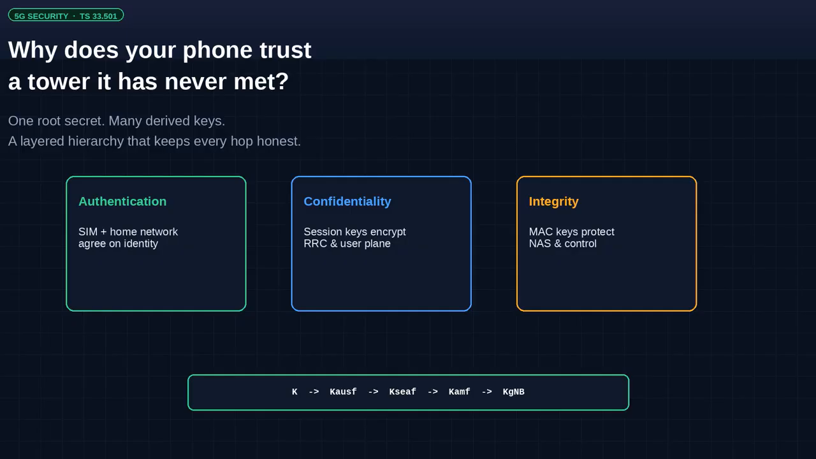Over the next minutes, we will walk the exact path on the hierarchy diagram, from the root key K through CAUSF, KSEAF, and KAMF out to the radio keys that protect real traffic, with concrete examples of onboarding, streaming, and mobility.